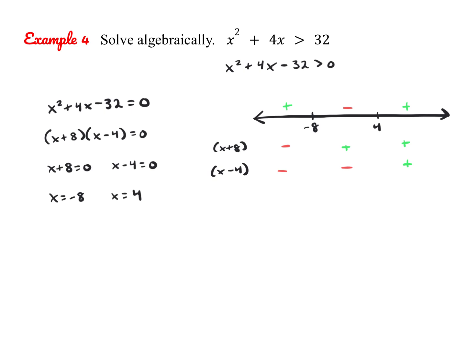Or again, we could test numbers. We could plug in negative 9 into our equation. We could plug in 0. We could plug in 7, for example. So you could also do that method to get the same signs.